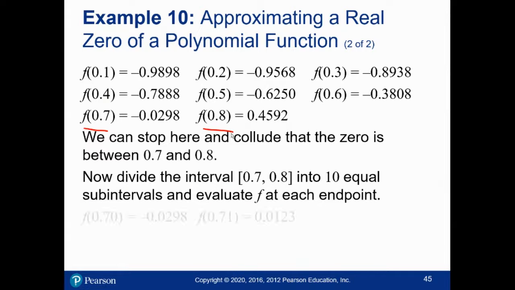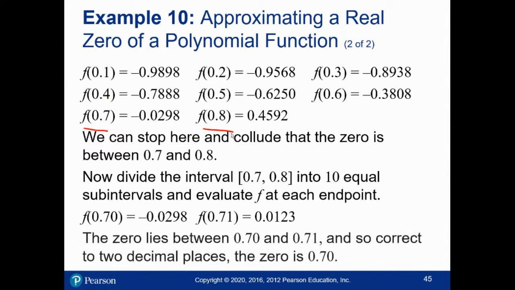Now, do it again. 0.71, 0.72, and so forth. But we find quite quickly, f of 0.70 is negative, f of 0.71 positive. Therefore, the root must have happened somewhere in between 0.70 and 0.71. So out to 2 decimal points, the root is approximately 0.7.